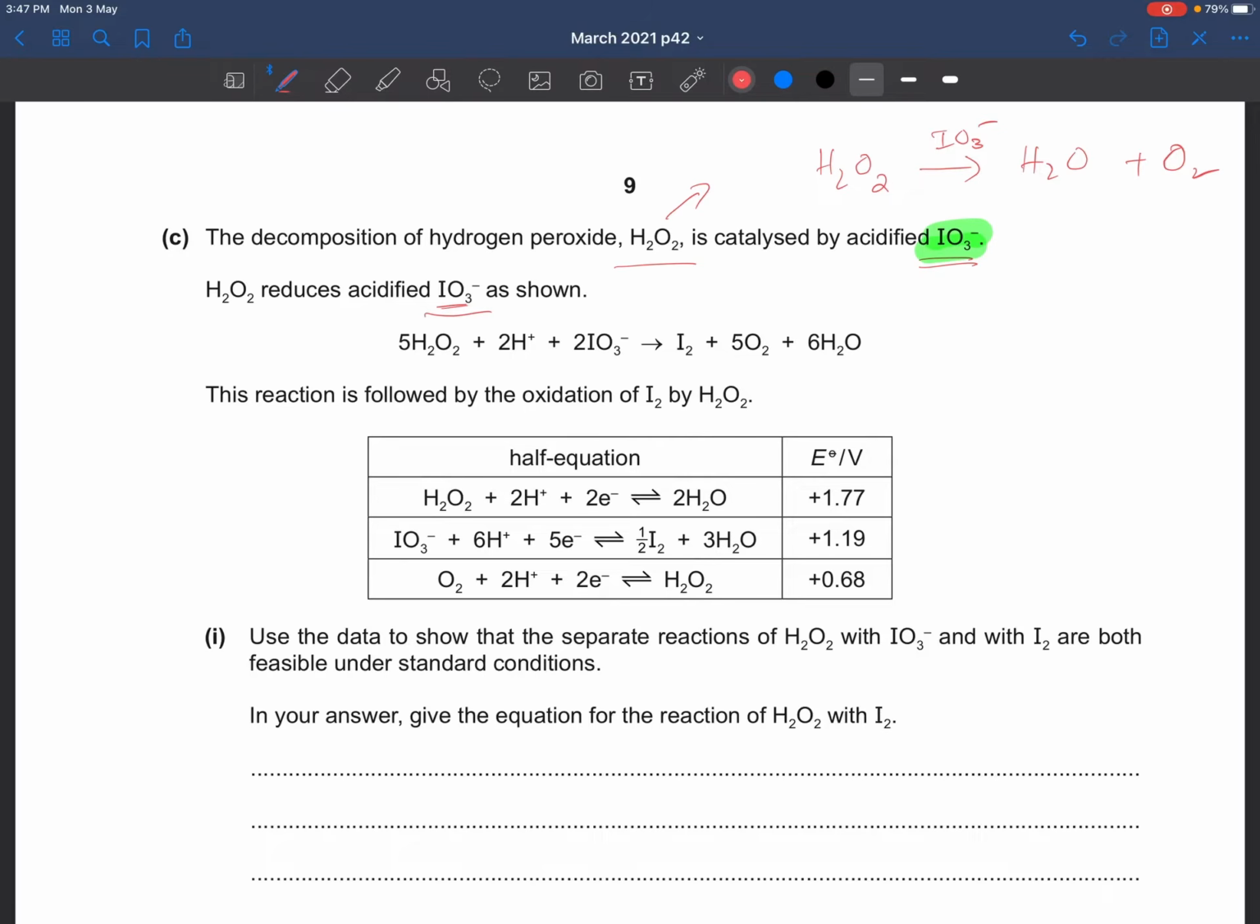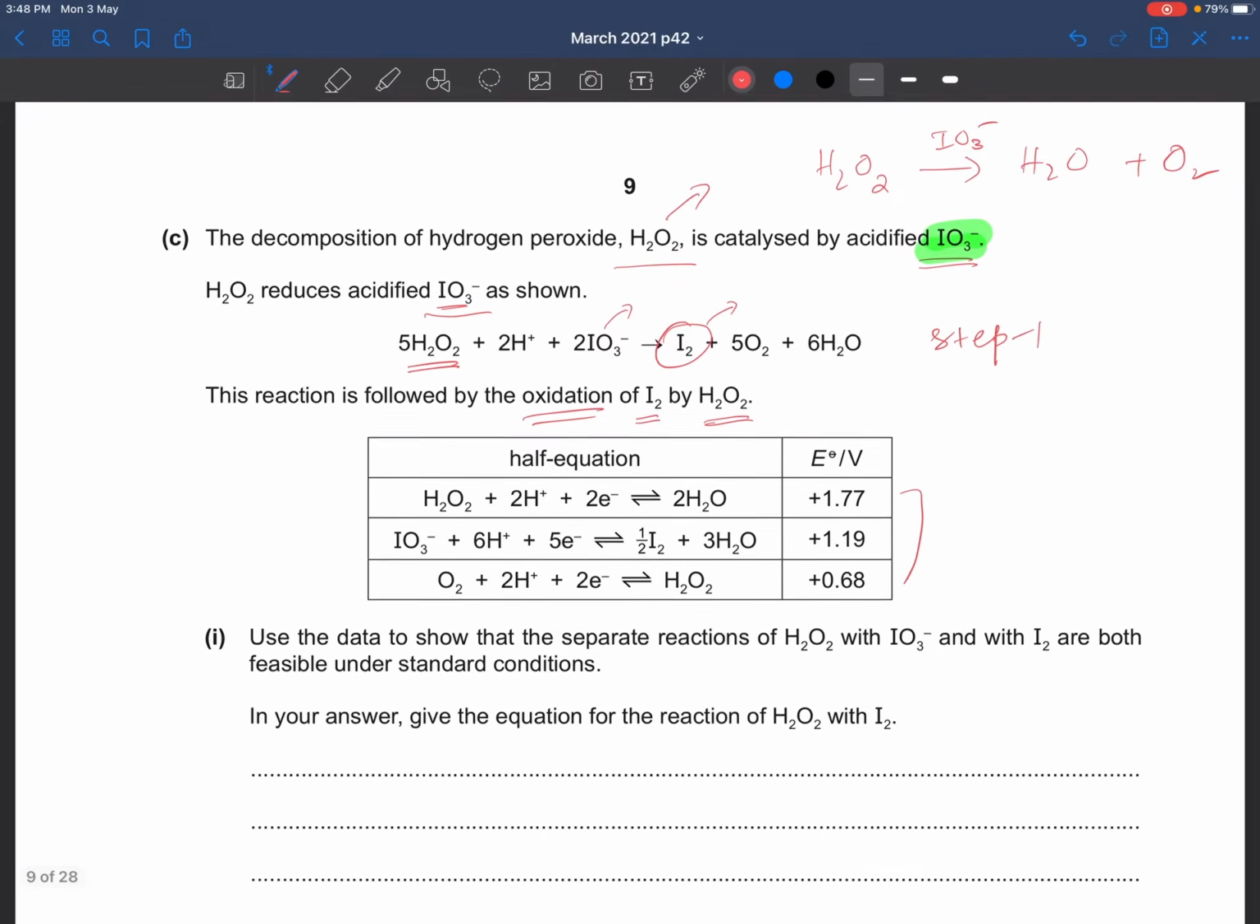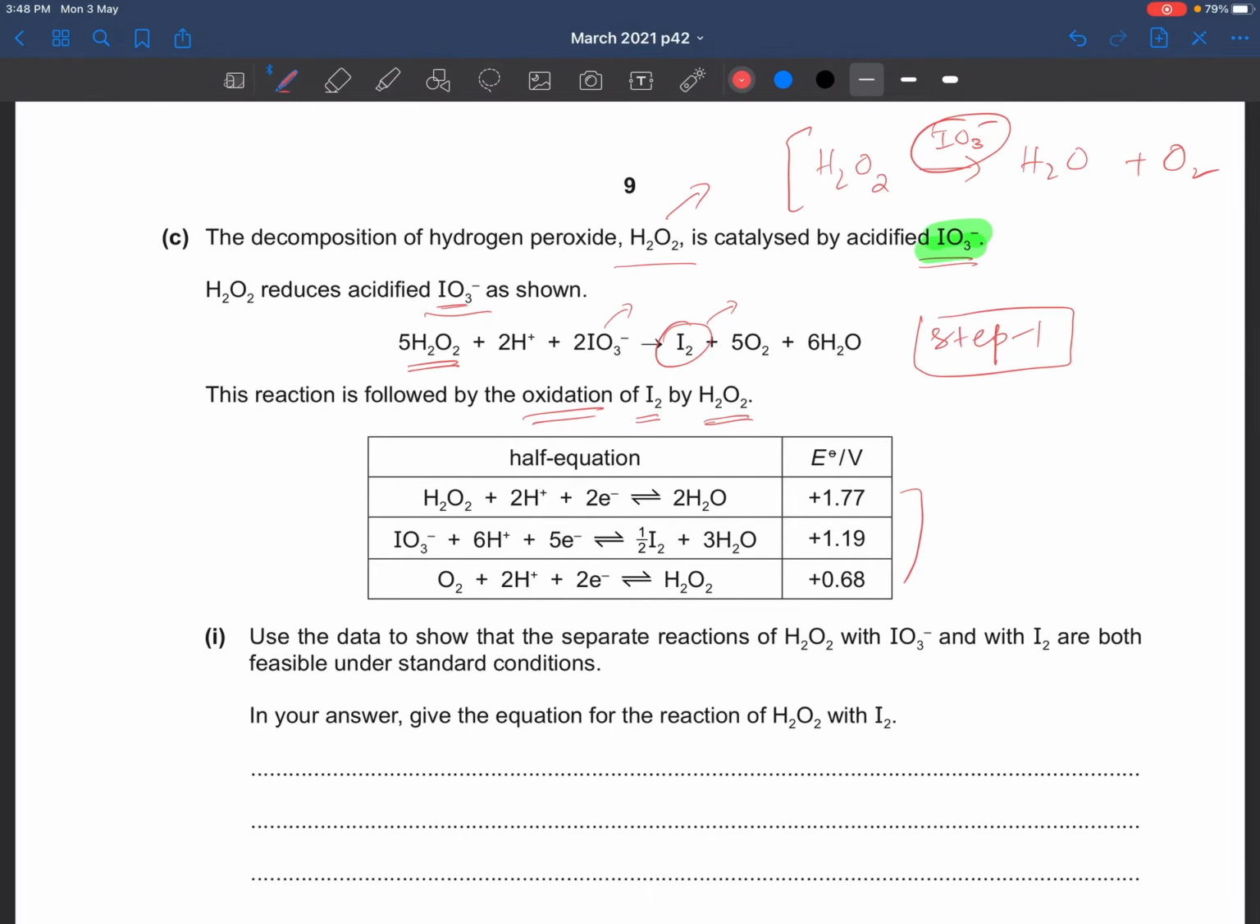First, this is being reduced by H2O2 into I2. This is the first step, step 1. Then the reaction is followed by the oxidation of I2 by H2O2. As IO3 minus is a catalyst, we have to get it back at the end of the reaction. So in step 1, iodine forms, and then this iodine reacts with H2O2. It gets oxidized again into IO3 minus, and we have these 3 equations mentioned here. So there are 2 steps involved in this decomposition when IO3 minus is being used as a catalyst. Step 1 is mentioned in the question, and for step 2 they have just given us the information.